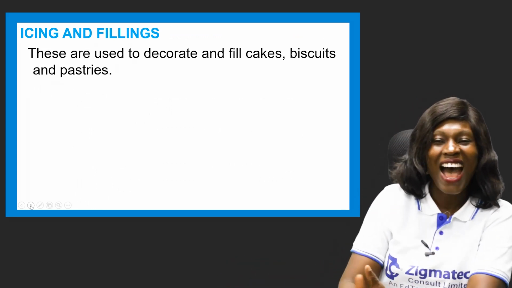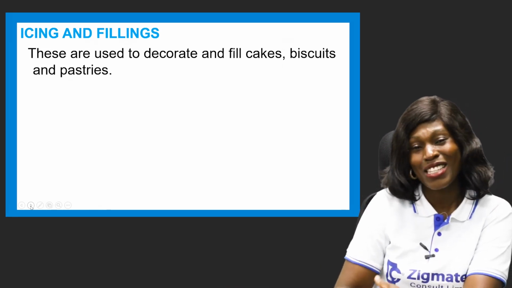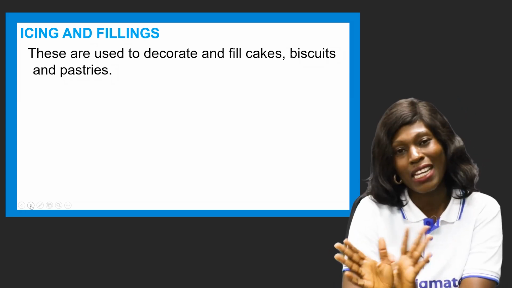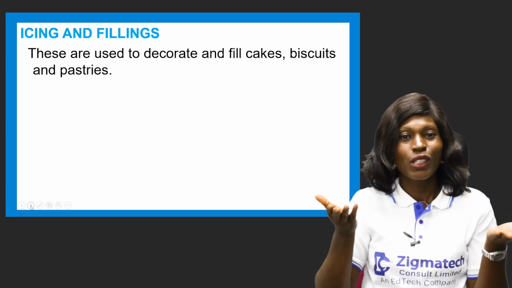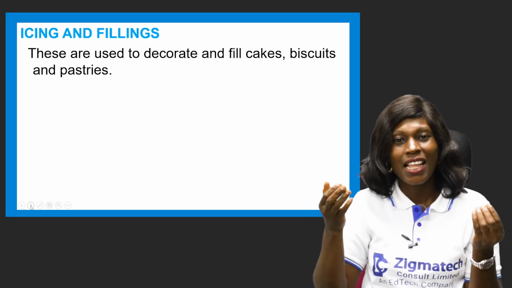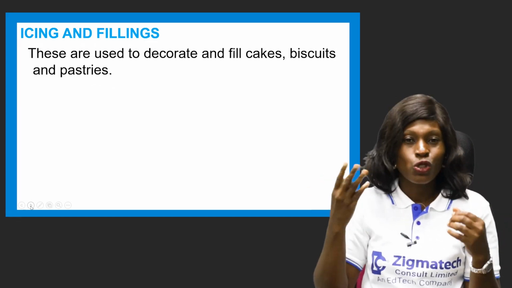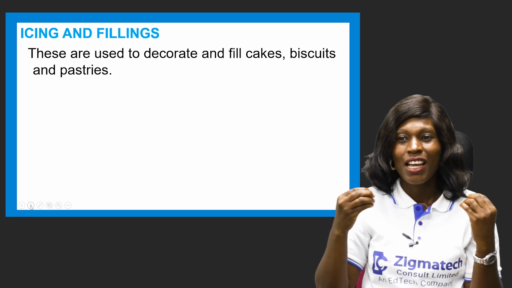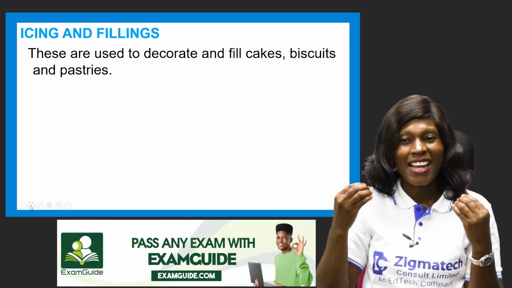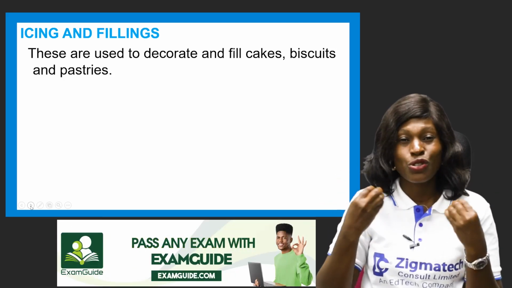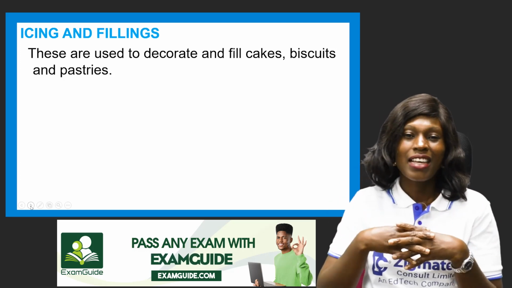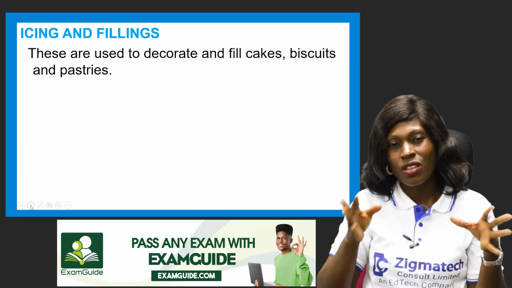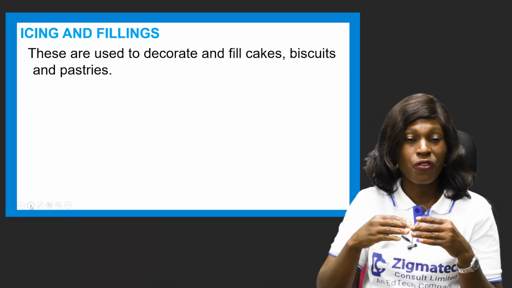Now we want to look at icing and fillings. This is very important. After you're done making your cakes and done baking, you want to do a little bit of touching to it. You can ice your cakes, you can ice your biscuits, you can ice your pastries. There is a whole lot you can do just to give it a different look, with icing and your fillings.